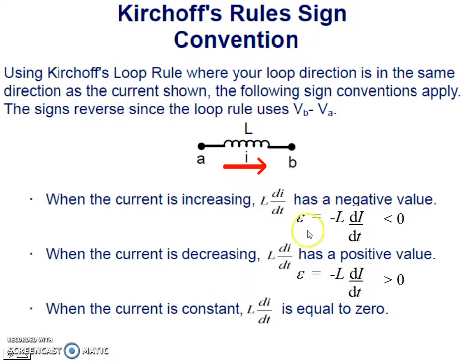This will be a voltage drop across here when current's increasing. When current is decreasing, well, the dI/dt itself is negative. This negative sign here means that this is going to be a positive. There's going to be a gain of potential across it. And of course, when this is 0, then the voltage across the inductor is 0 as well. So this slide here is really, really important for understanding the signs that go along with this.